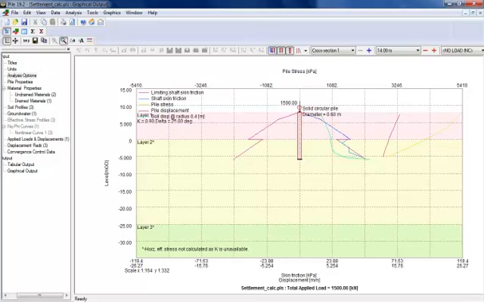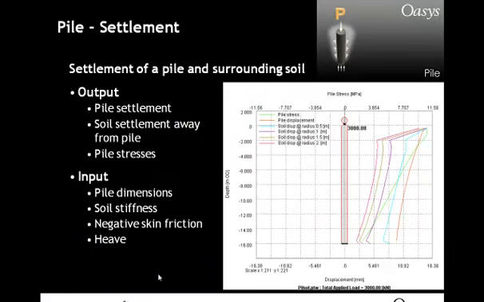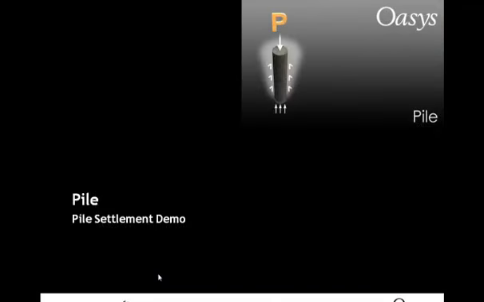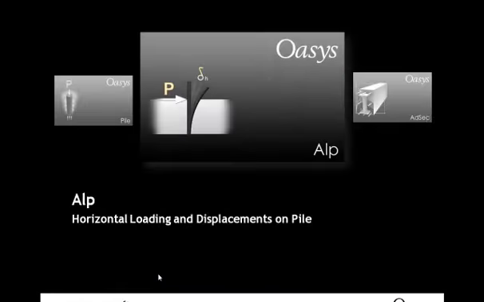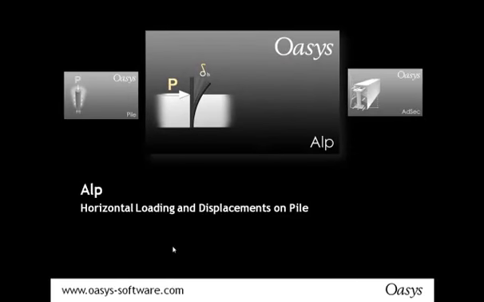So I'm now just going to move back into the presentation. I've demonstrated Pile. We have now discussed the capacity and settlement calculations for single piles. So we've just had a quick look at that. How do we look at the behavior of a single pile under lateral load?